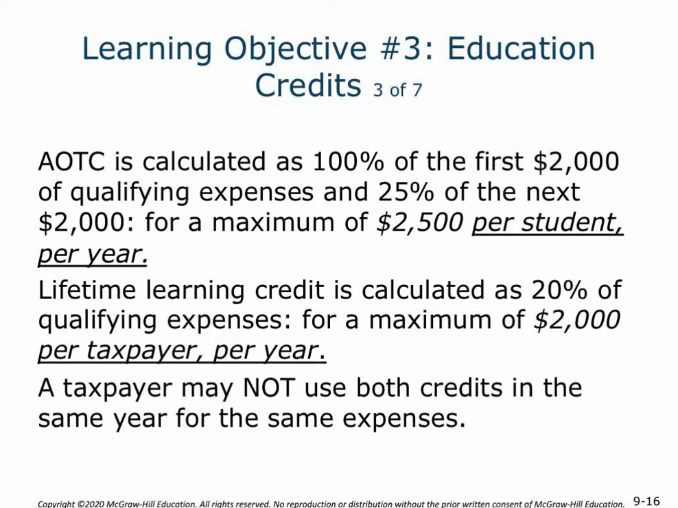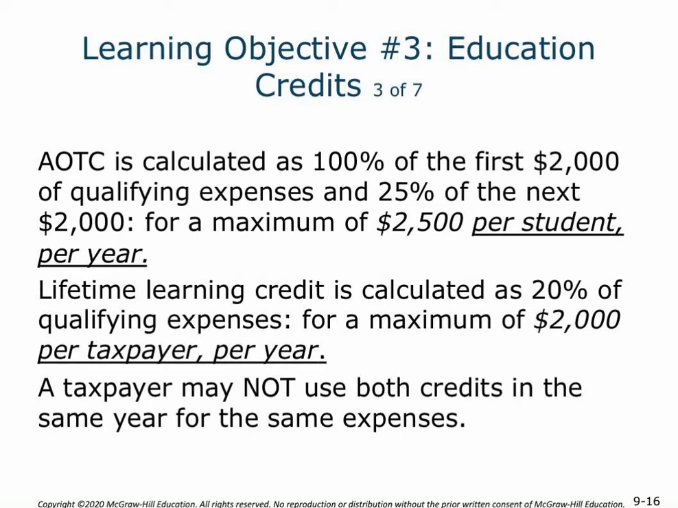So how do we do the calculation? 2,500 is going to be our HOPE credit amount, and that's going to be the first $2,000 spent, where we get to count every dollar of that, and then 25% of the next 2,000. So for every $4 we spend after 2,000, we're going to get to claim 1,000 towards that credit. The lifetime learning credit is going to cap out at 2,000, but it's going to be 20% of every dollar. So every time we spend $5, we're able to count $1 towards this lifetime learning credit.